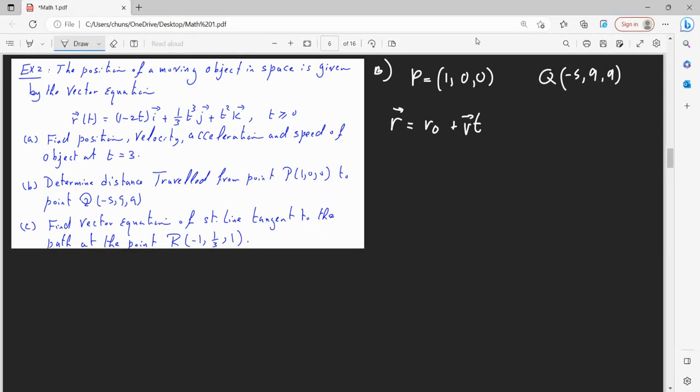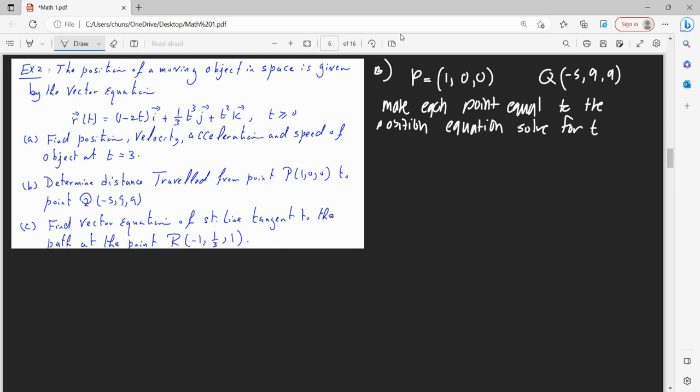parametric variable. So what we're going to be doing for this one, let me just get rid of this for a second. We're going to make each of these points equal to our space curve. Right, so make each point equal to the position equation. We're going to be solving for t.